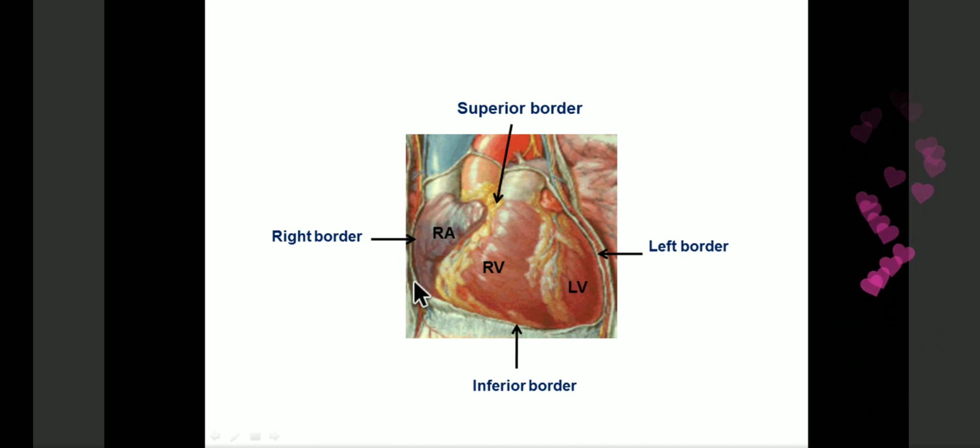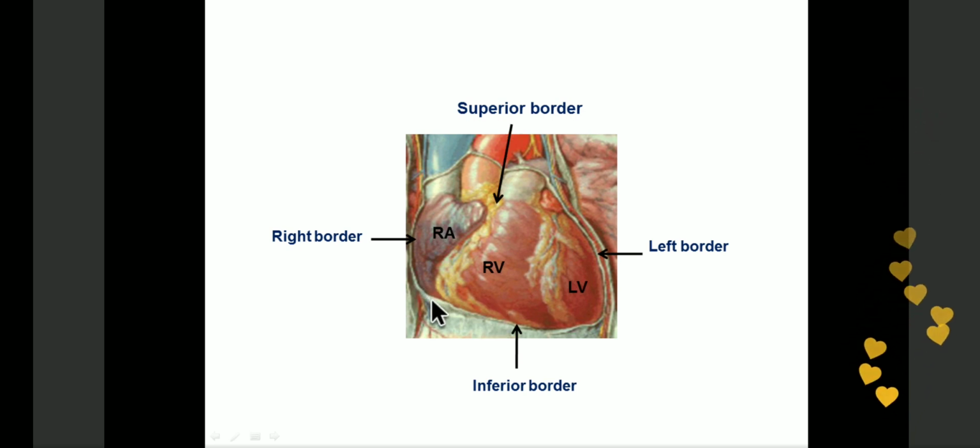What we can identify over here is the right border of the heart. One can see it's being formed by the right atrium. Then one can see the inferior border coming from the lower end of the right border going towards the apex of the heart. This is the inferior border. Then a left border being formed mainly by the left ventricle and partly by the left auricle. Then in between, in the center portion, you can identify the right ventricle.